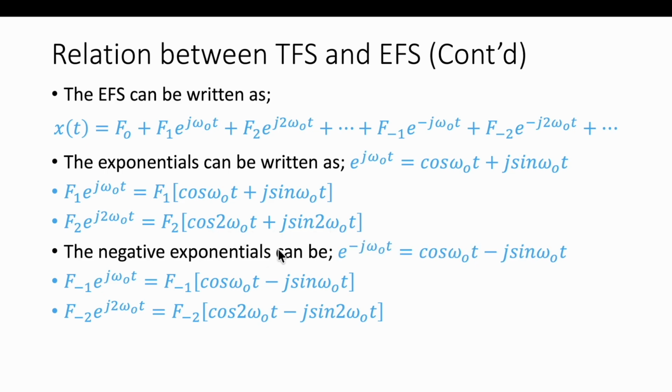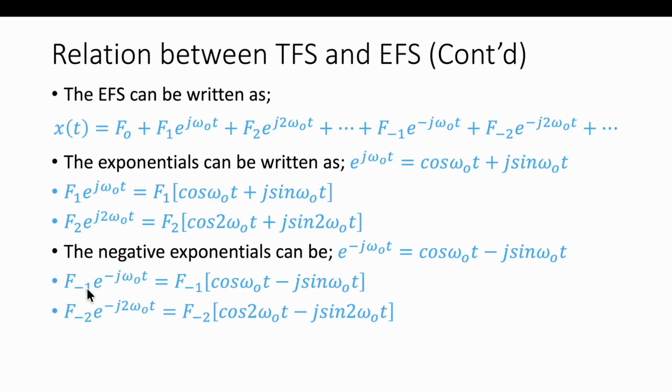The negative exponentials can be written using the Euler formula: e raised to power minus j omega naught t is equal to cos omega naught t minus j sin omega naught t. Similarly, for the negative coefficients, F of minus 1 e raised to power minus j omega naught t is equal to F of minus 1 times cos omega naught t minus j sin omega naught t. F of minus 2 e raised to power minus j2 omega naught t is equal to F of minus 2 times cos 2 omega naught t minus j sin 2 omega naught t.